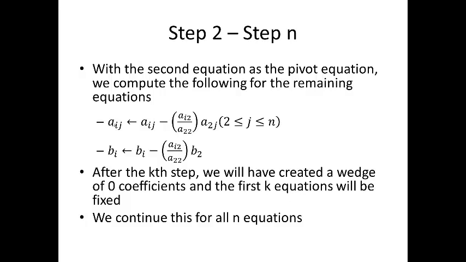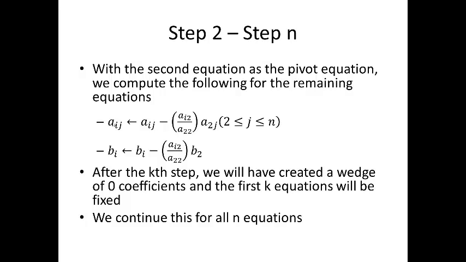Thus, we can pretty much mentally ignore the first row and the first column and repeat the process on a smaller system. After the kth step, we'll have created a wedge of 0 coefficients, and the first k equations will be fixed. For the kth equation, we obviously use row k as the pivot row and akk as the pivot element. We continue this for all n equations.